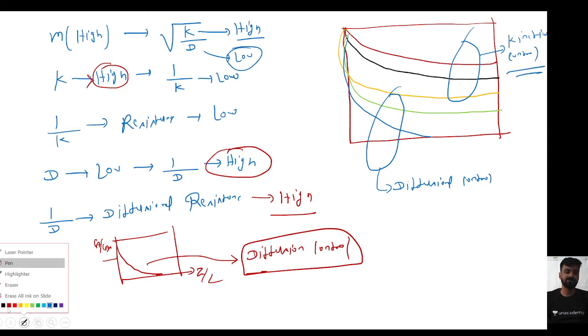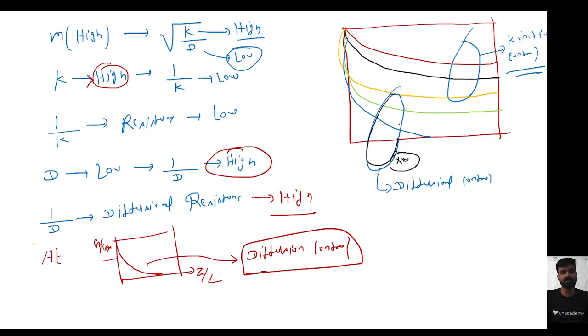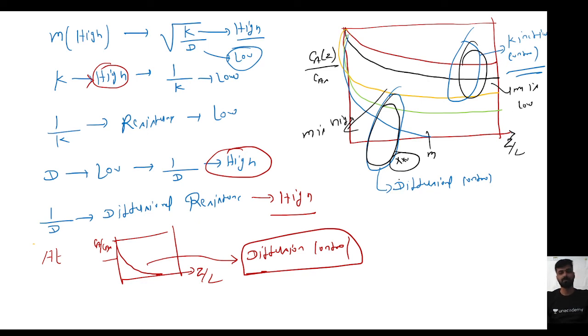So these two things are very important for you to understand. This particular region in this plot is diffusion control, when Ca upon Cas is plotted versus Z by L. Here in this region, you can say M is high, and in this region M is low. Are you getting? This is the diffusion control region and this is the kinetically controlled region.